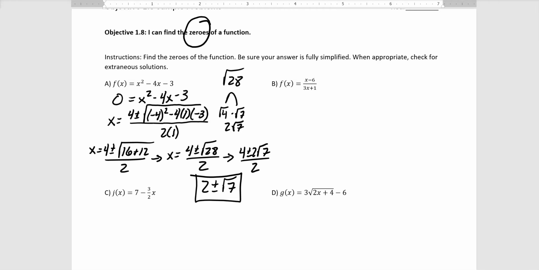So remember, with our quadratics, we can use factoring or the quadratic formula. Factoring, however, will not always work. Not everything is factorable like this one here. So in this one, we had to use the quadratic formula.